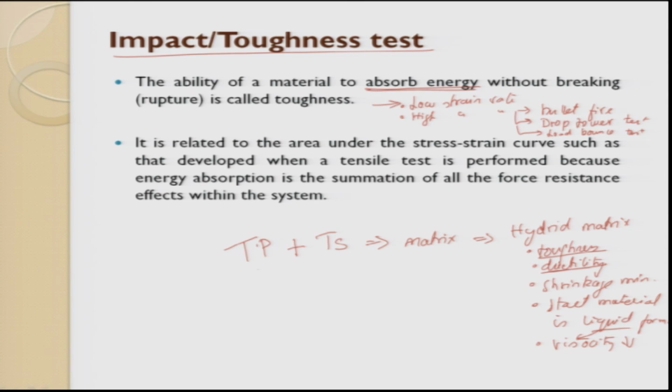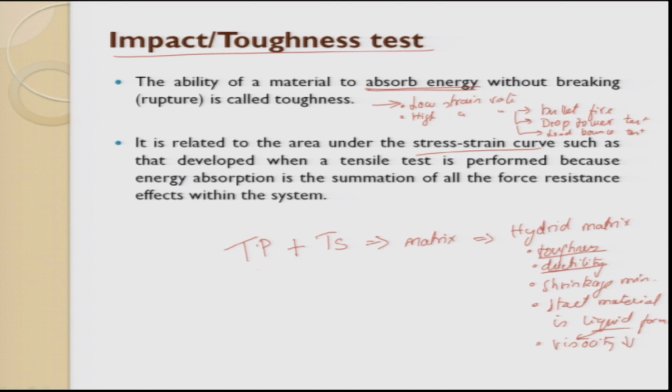Okay, this is an impactor. We have a load of a certain height, so we just drop it and then find out what energy it can absorb. This can also be taken from a stress strain curve, but generally for composites we try to do this drop tower test or the rebound test or bullet firing to find out what energy it can absorb.